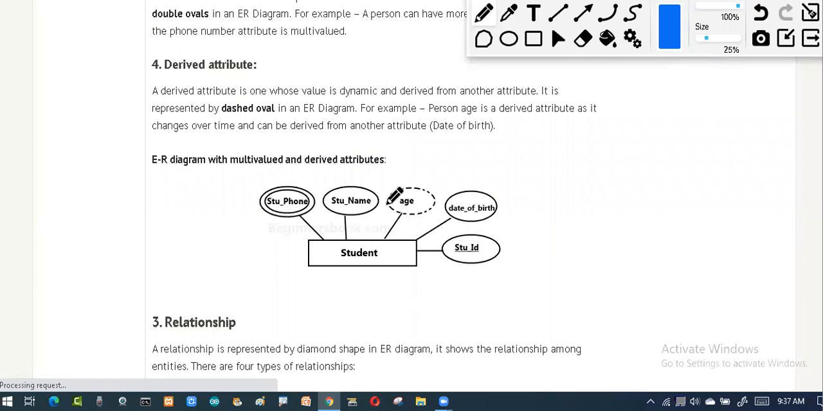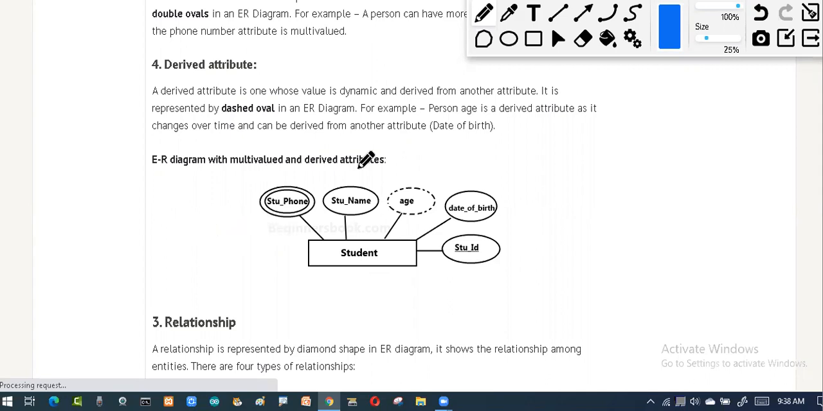Then there is the dotted one. When you see a dotted one, that means it has been derived from something else. The name itself says age is related to the date of birth, so it has been derived from that. It is called a derived attribute. So this is the final picture of the attributes. In the same manner, you have to write the definition, give the example, and finally represent this particular diagram for the attributes. Okay, then coming to the entity.